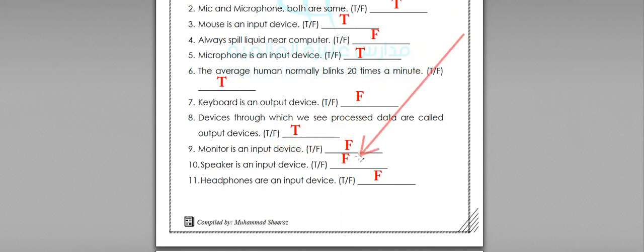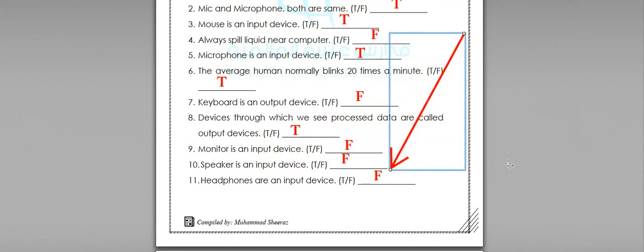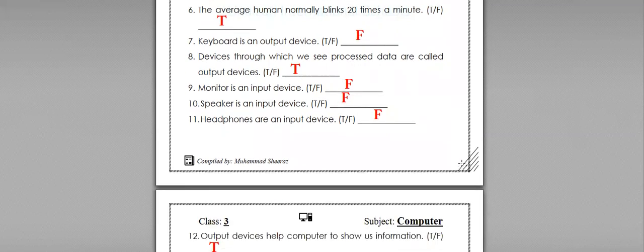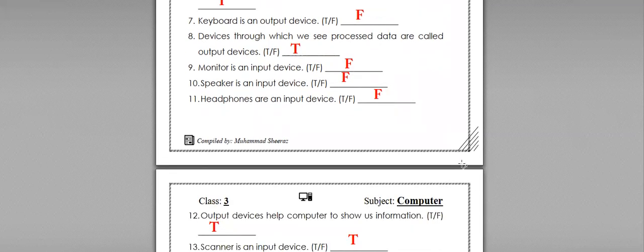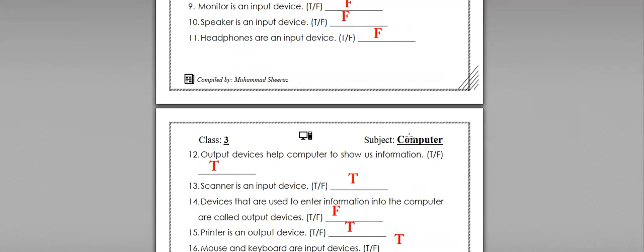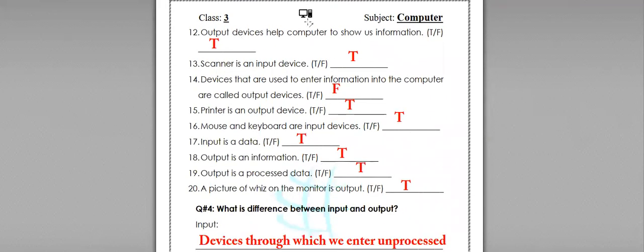Speaker is an input device. It's false because speaker gives us something and it's sound. So it's not taking anything from us. So it's an output device. Headphones are an input device. It's also false because headphones are considered as mini speakers which you put on your ear and it will generate only the sound. Now, question number 12. Output devices help computer to show us the information.